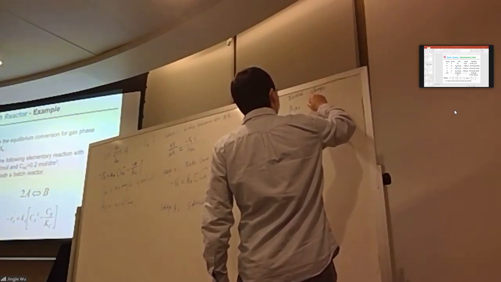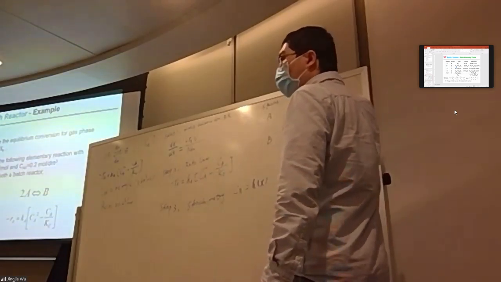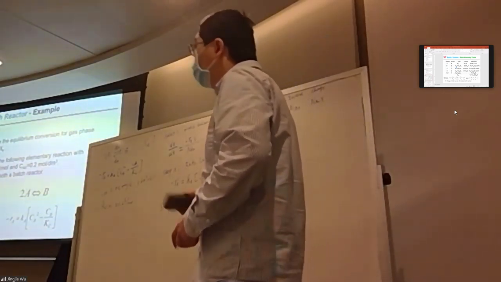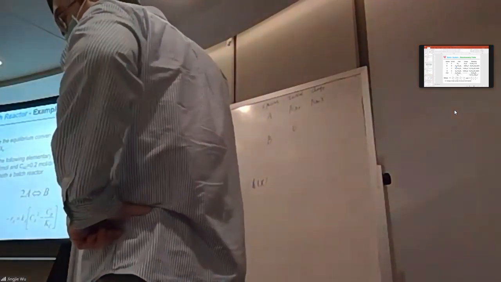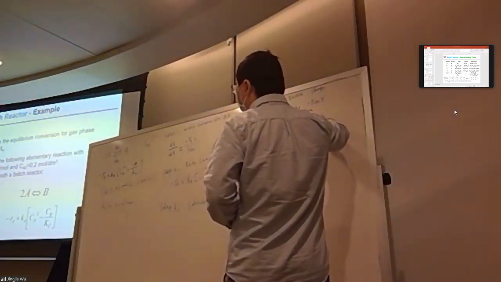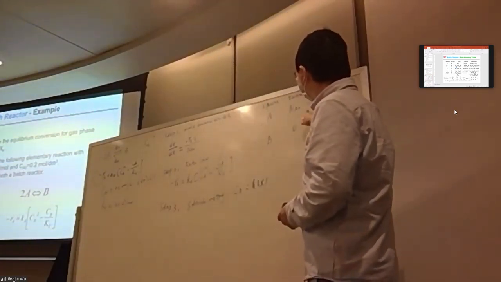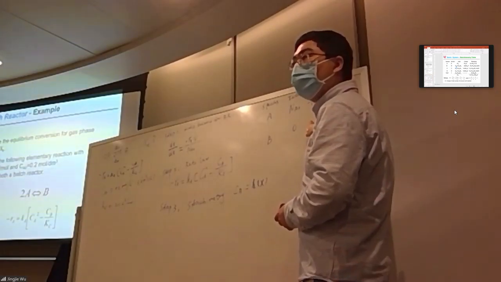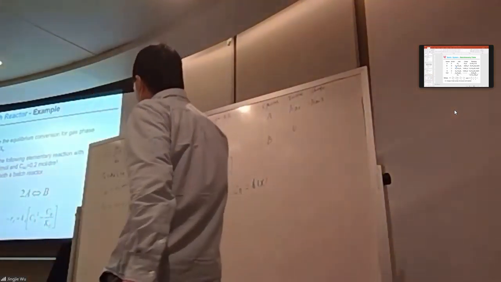Okay, so the change. The change is actually the conversion times N_A0. Then what's the change for B? From the stoichiometry, what's for B? B is a product, right? So you are producing.